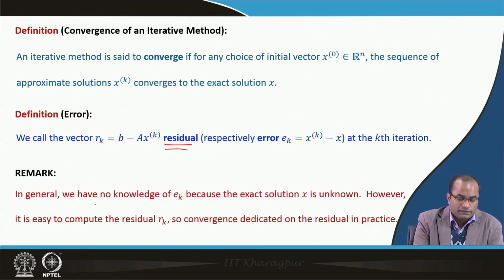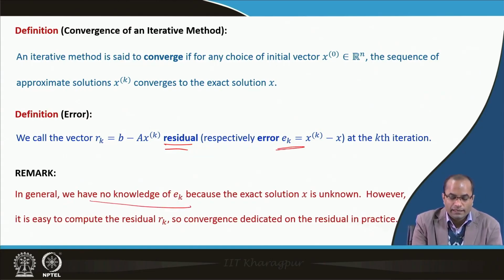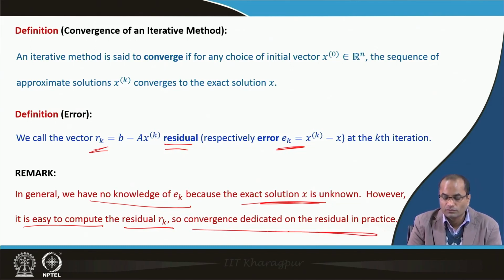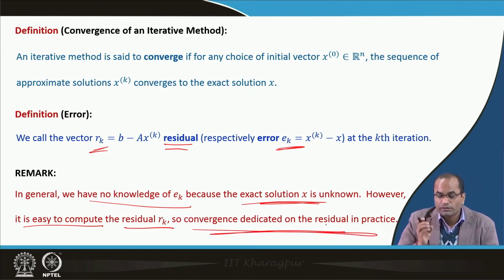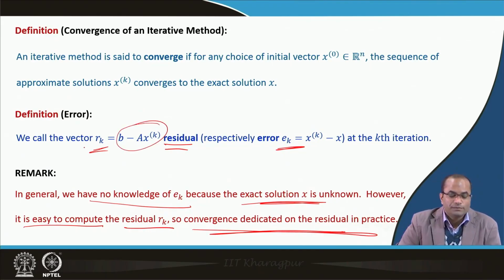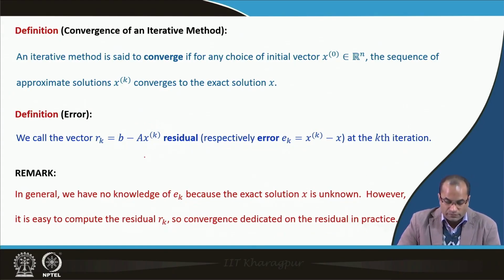Just a remark, in general we have no knowledge about this E k, because the exact solution x is unknown. However, it is easy to compute the residual, this r k. So the convergence normally is dedicated to the residual in practice. When we talk about convergence in practice, we check whether this b minus A x k is close to 0 or going towards 0. So this is based on the residual only.